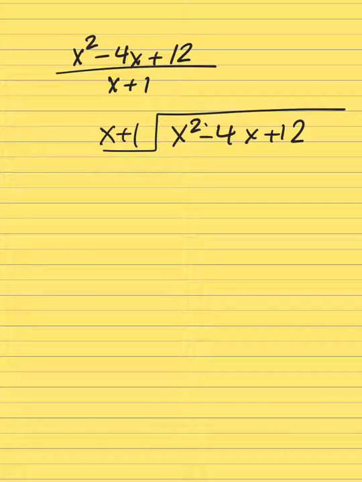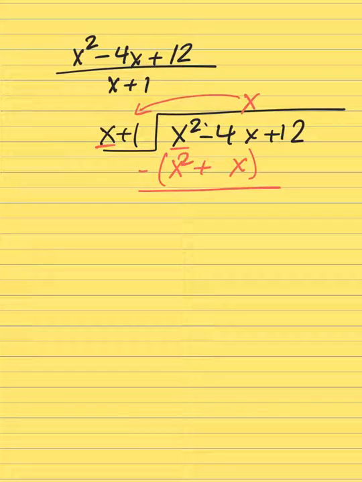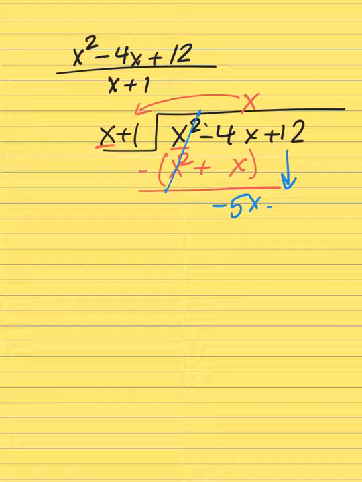All right, so again, I'm going to look at the x and the x squared. What am I multiplying x by to get x squared? Well, I'm multiplying by x, because x times x is x squared. X times 1 is plus 1x, or just x. And then I subtract. No, I did it right, because the x squares cancel. Negative 4x minus an x becomes negative 5x. And I'm going to bring down the plus 12.